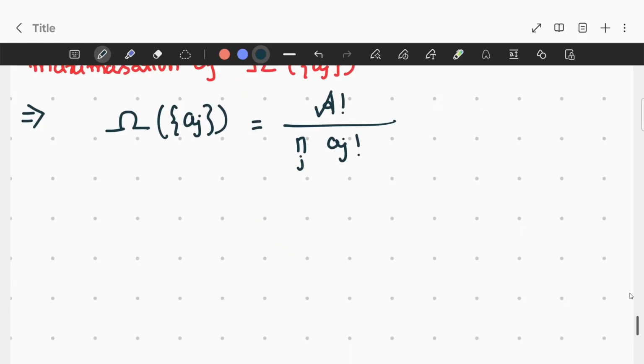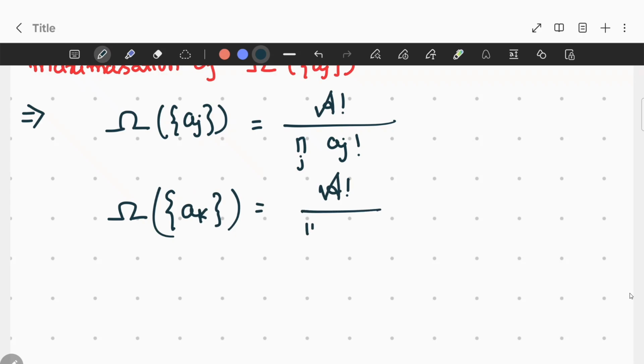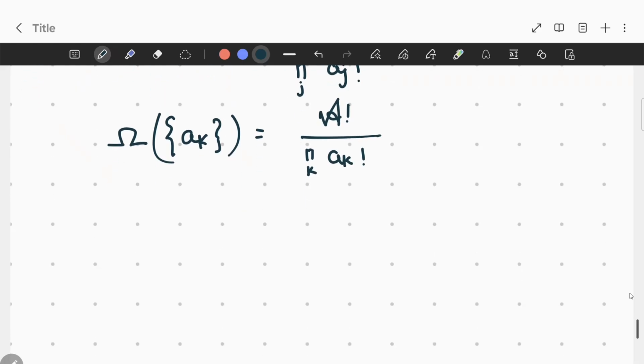I'm assuming there are lots of distributions, correct? So I'm assuming another distribution, that is this, a_k instead of a_j. I'm using k as just a dummy variable. For a_k it will be a_k factorial. So now what we have to do is just maximize this omega. From that maximization condition, we can evaluate the most probable distribution.